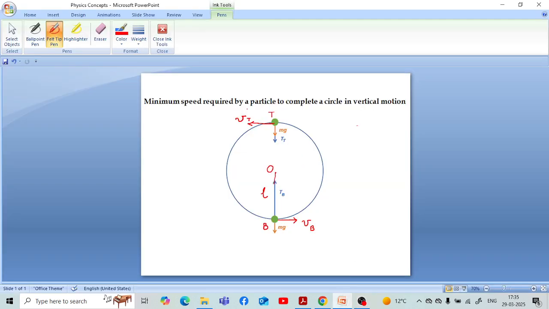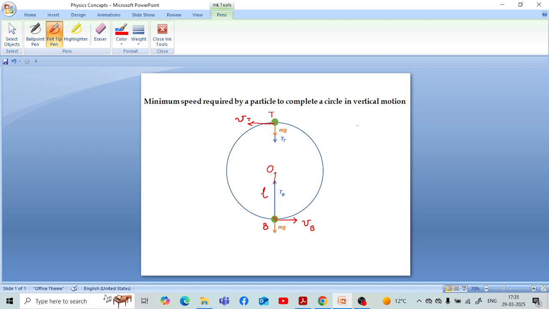Hello students, we are going to discuss vertical circular motion. In this motion we want to calculate the minimum speed required at the bottom point so that it completes a circle. So the minimum velocity given at the bottom point, suppose this point is B, so that it goes in a circle and completes a circle.